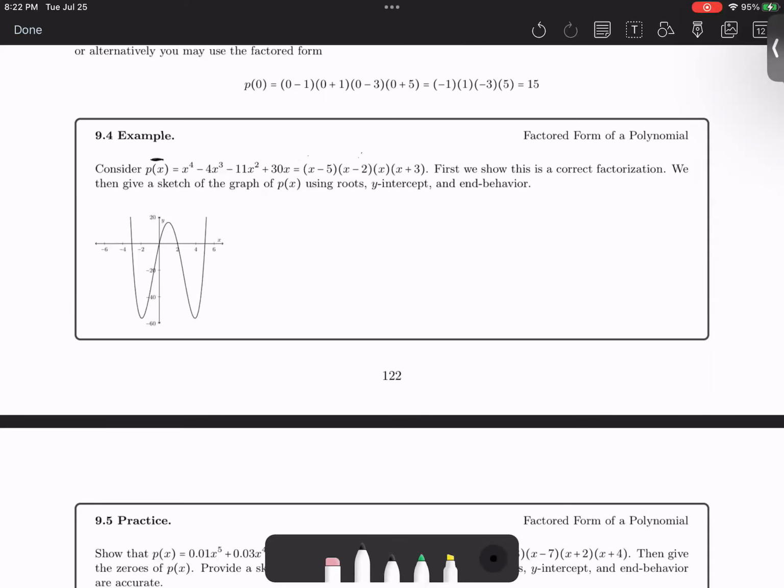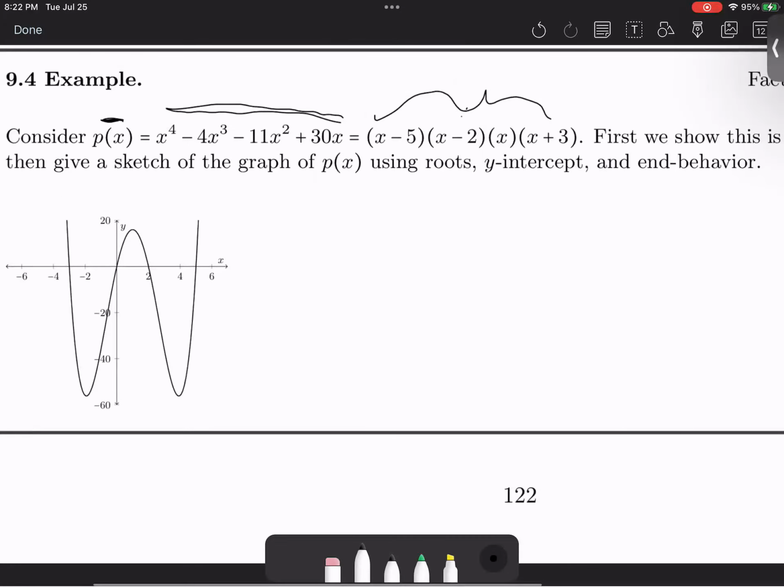I've got 4 things that involve x over here. And when I multiply all of them through, I should end up with this. Let's double check. So p of x can be written in factored form x minus 5 times x minus 2 times x plus 3. It's a degree 4 polynomial. I have 4 factors right there.